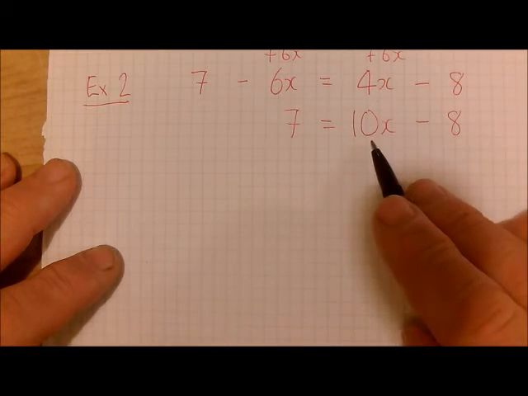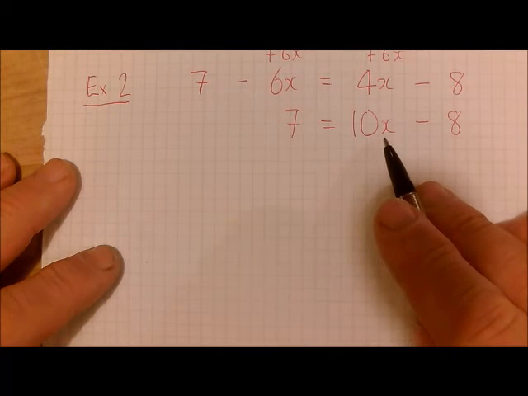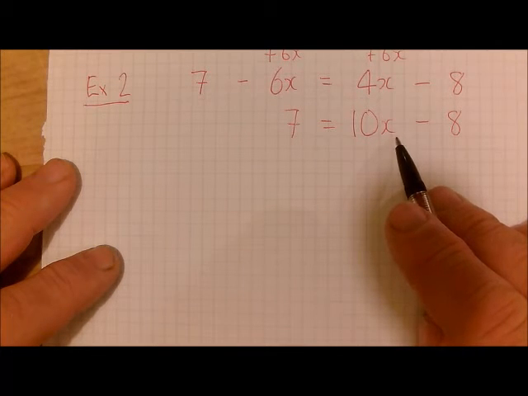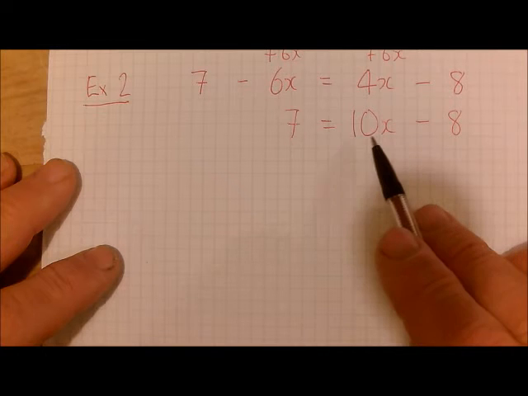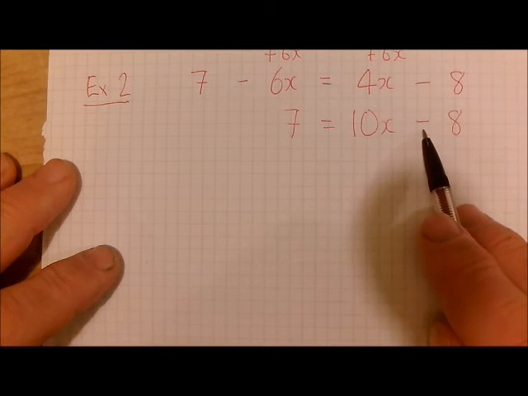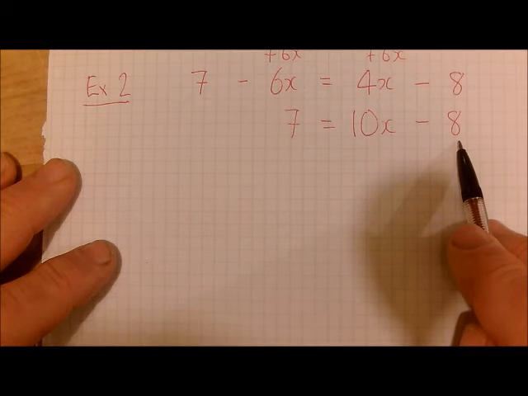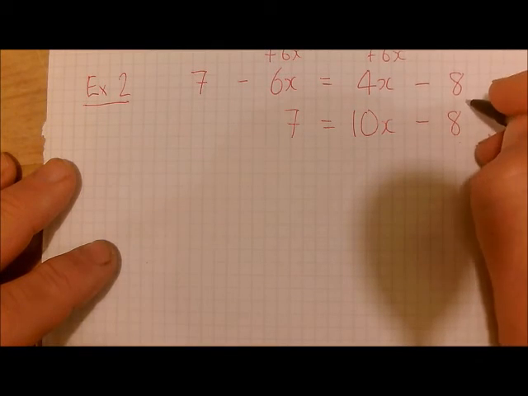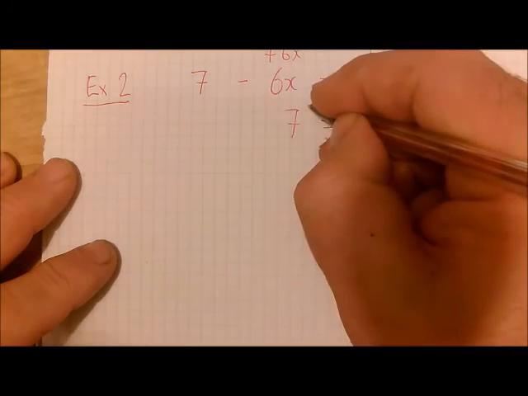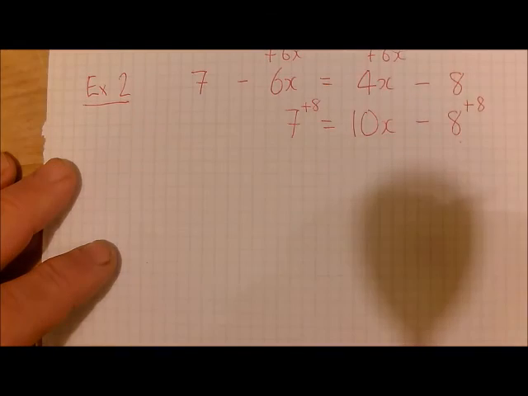My next step is to look at the right hand side and simplify to get x on its own. Currently x is being multiplied by 10 and minus 8 carried out afterwards. So the last thing I'm doing is minus 8. I must reverse that and do plus 8, which I do to both sides.